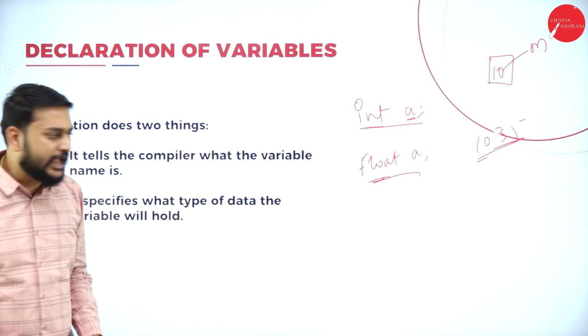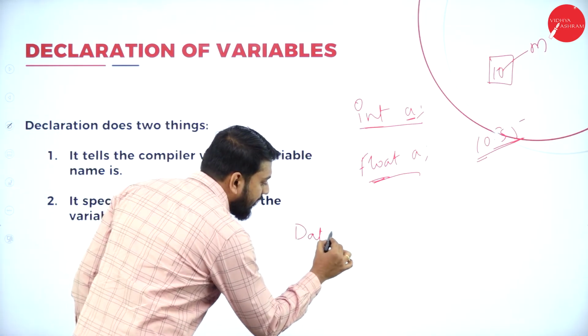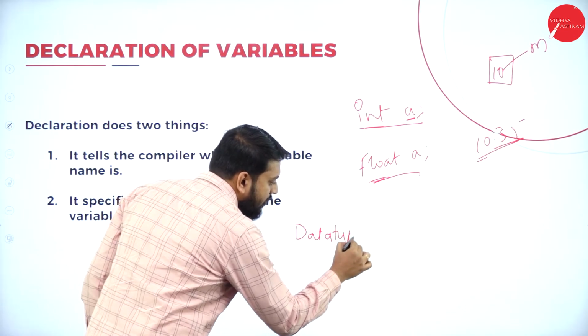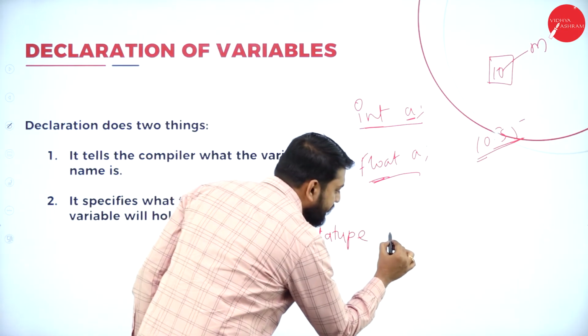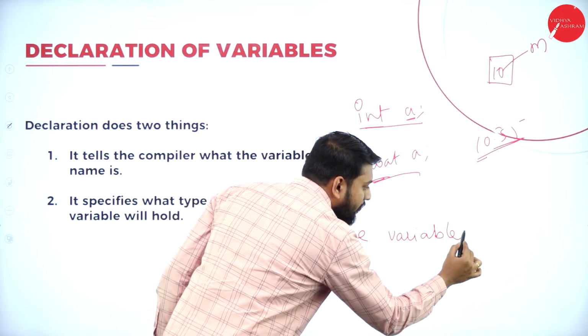What is the syntax? Please understand, first you have to write the data type. Then after that you will be writing the variable name.